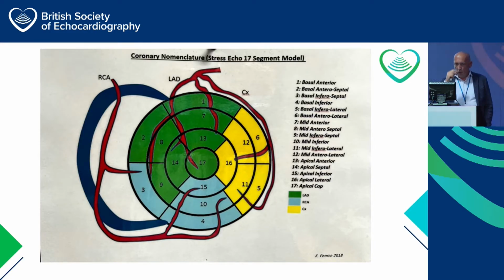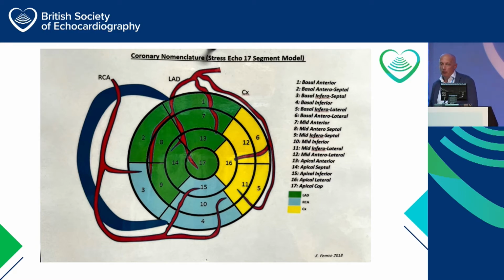So what does it mean to us as scientists or as clinicians or as anybody? I use this diagram a lot in my own department. It's stuck on the wall. I'm very proud to say I drew it, which was good. But it overlies a 17-segment model with the probable areas where your coronary artery nomenclature should go.